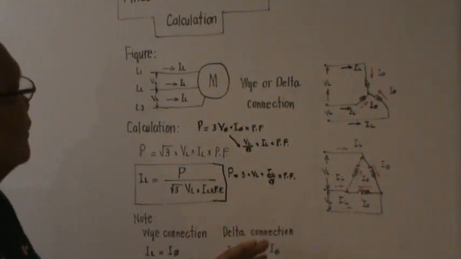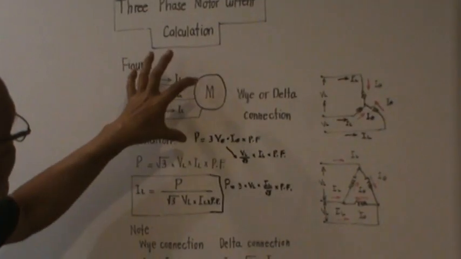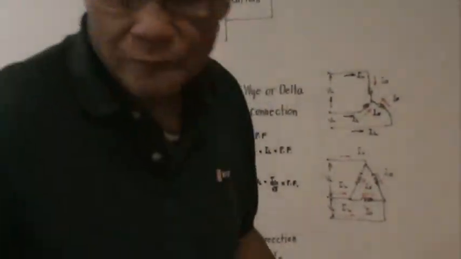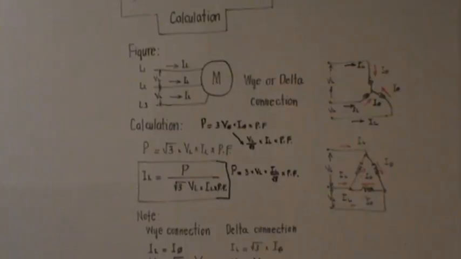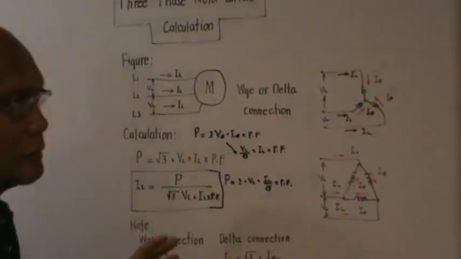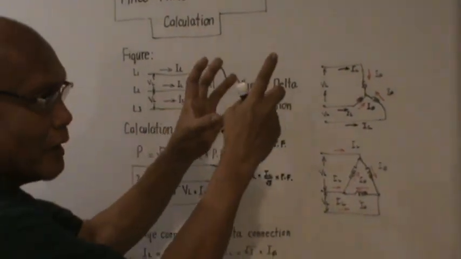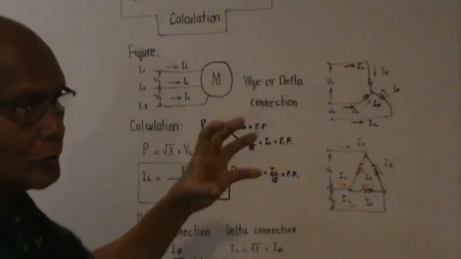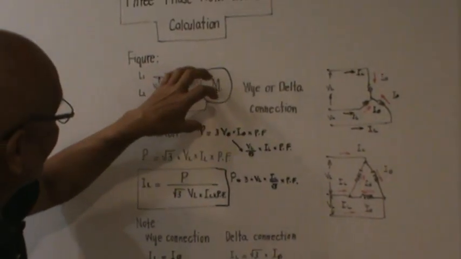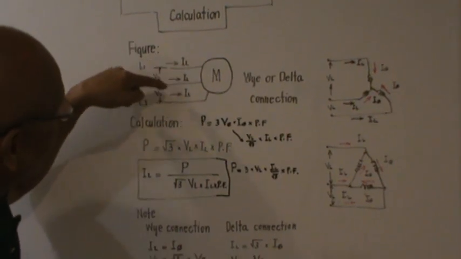The title of the topic will be three-phase motor current calculation. So this will be the setup. I have here a figure. To specify a motor, just draw a circle and place the letter M. It refers to a motor. And the lines coming out of this are three. It's three-phase: line number 1, line number 2, line number 3.